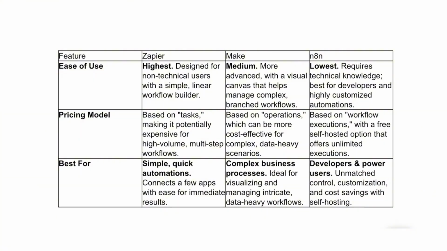For the pricing model, Zapier is based on task, Make is based on operation, and n8n is based on the workflow executions. And for the best for, Zapier is best for simple, quick automations, Make is best for complex business processes, and n8n is best for developers and power users.